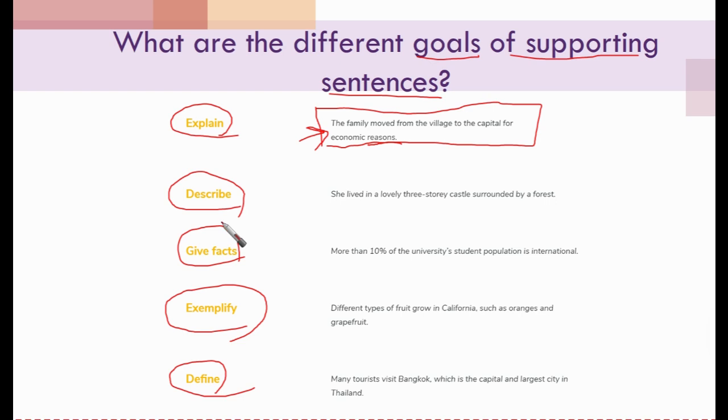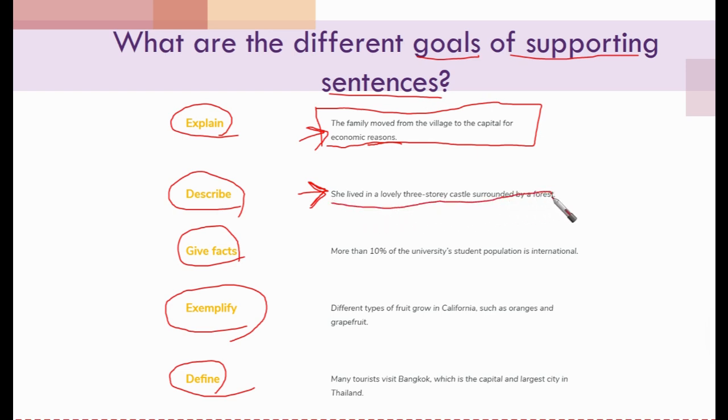Reasons. Next one is to describe. She lived in a lovely three-story castle surrounded by a forest. So supporting sentences describe and give further description, in more details, right?